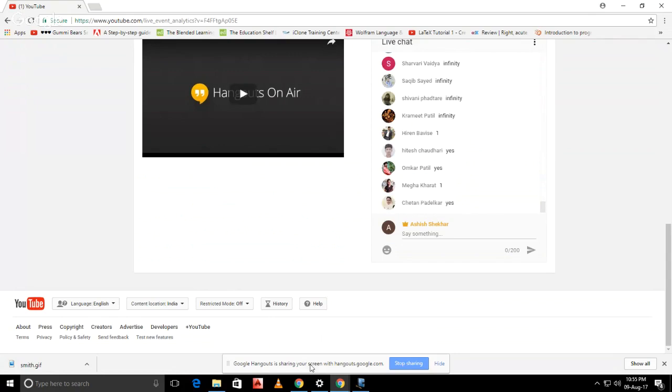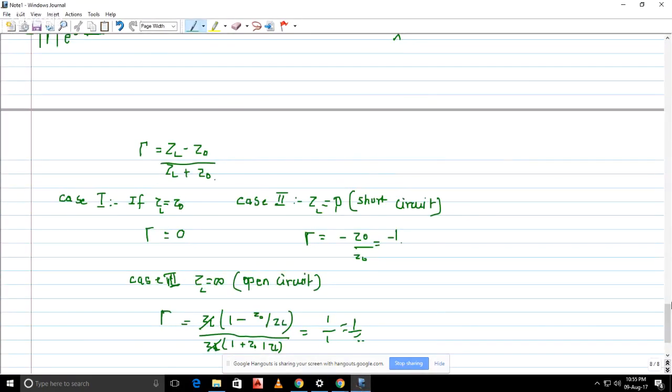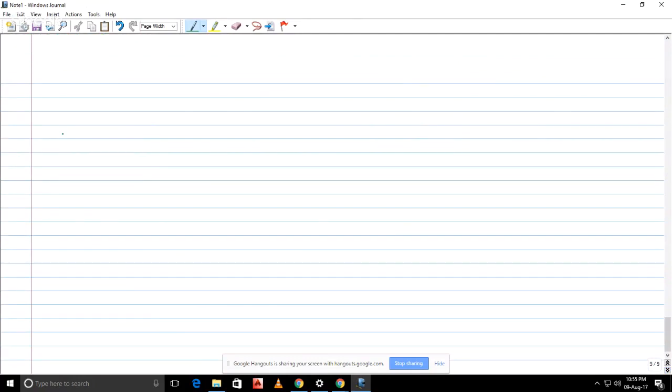Everyone understood? So now gamma has how many values? Gamma has three values: minus one, 1, and 0. But we said that mod gamma can take values from 0 to 1 only, it cannot take minus values. But what does minus 1 indicate? It indicates a short circuit load. What does 1 indicate? An open circuit load. And what does 0 indicate? A matched load.